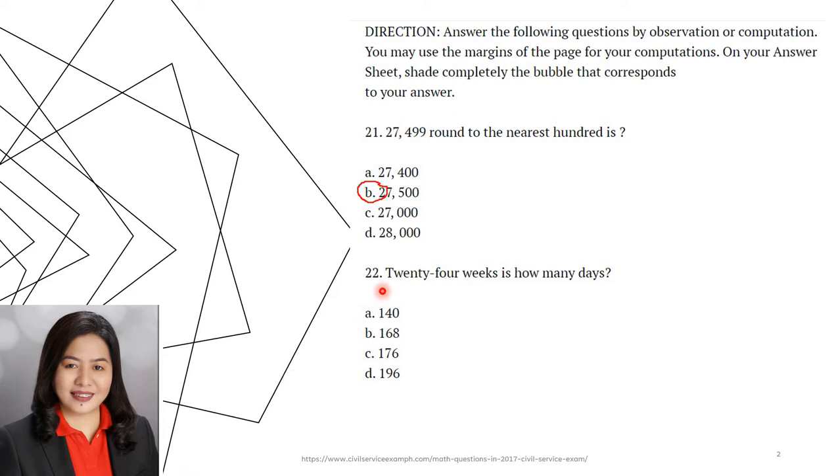24 weeks is how many days? We need to know how many days there are in a week. There are 7 days in a week, and we are asked to find the number of days in 24 weeks. We just do a simple multiplication: 7 times 4 is 28, carry 2, and 7 times 2 is 14, plus 2 is 16. So there are 168 days in 24 weeks, and that is still letter B.